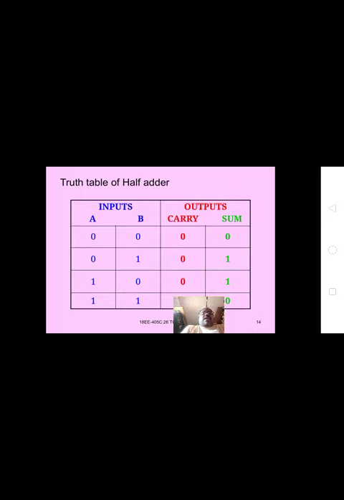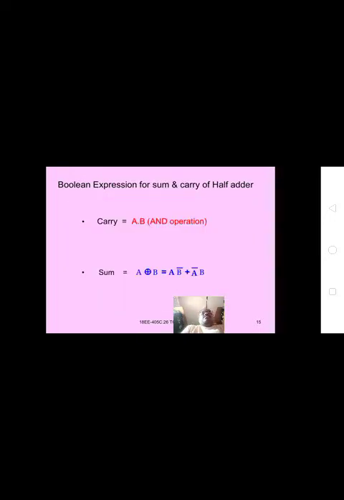We get the carry 0 and sum 1. Boolean expression for sum and carry of half adder. Here 2 expressions are given, that is for carry it is AND operation, A into B. For sum it is XOR operation, that is A XOR B, that equal to A into B bar plus A bar B.